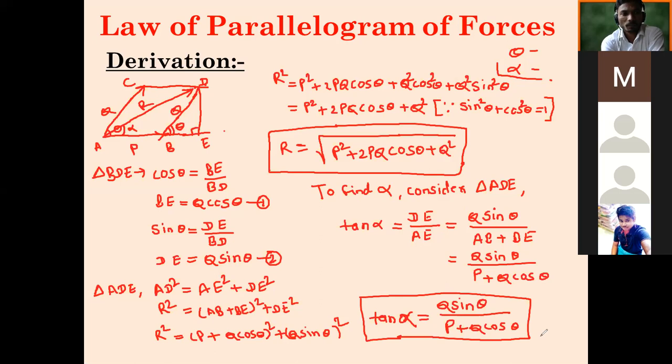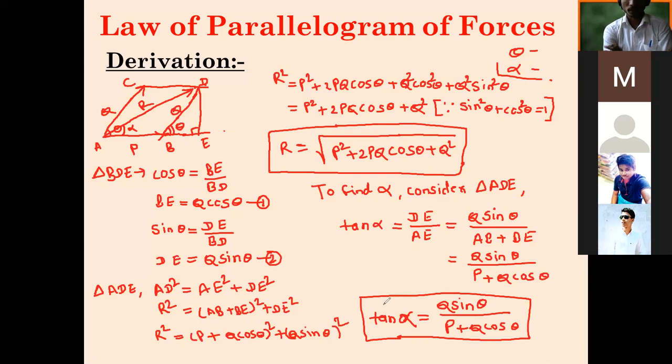Derive the formula for the resultant, to find the resultant and direction of the resultant in case of the law of parallelogram of forces. It is very simple to find the formula. Have you understood this? A 5 to 6 mark question will be asked in the exam. So derive the formula. Only P and Q forces we have.